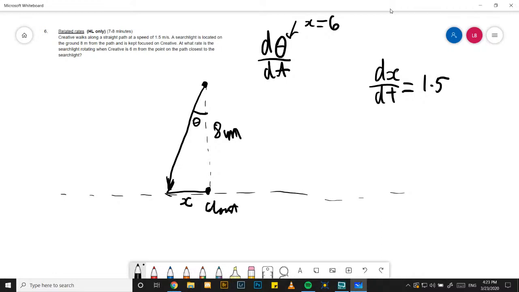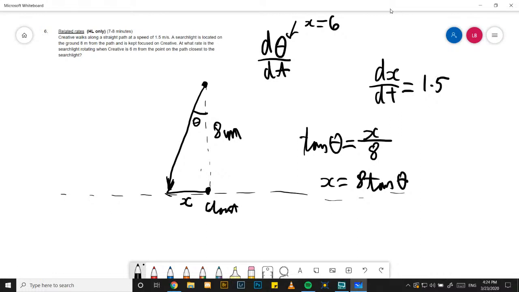Now, the final thing we need is some way to connect x and theta. The way I've constructed this diagram, you automatically see a triangle over here, so we can use the triangle to connect them. We have a known side of the triangle, the one adjacent to theta. So the tangent of theta is the opposite over the adjacent, which is x over 8. Hence x is equal to 8 tangent theta.